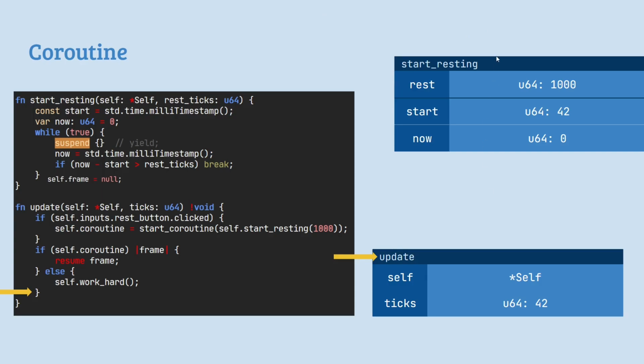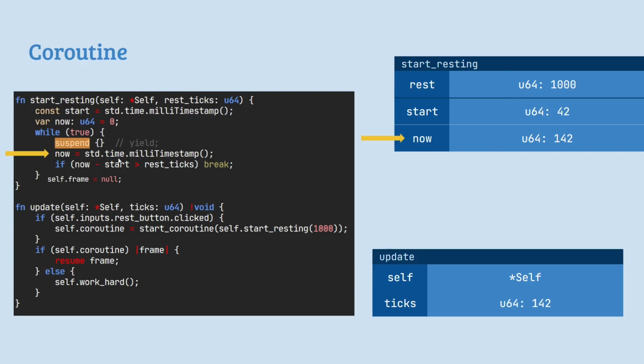But in this case, this memory still stays, and we know which is the point that we had suspended from. So now let's call update again. Let's assume one frame has passed, and we're now in the new frame. Our coroutine is set, so we're going to resume the frame, which means we're going to resume the function. Since this was the point that we had stopped off at, the next line to be processed is now is equal to milli timestamp, and so the now variable in this function gets updated.